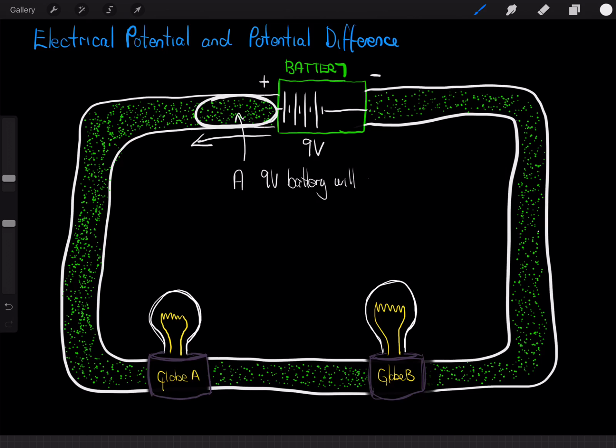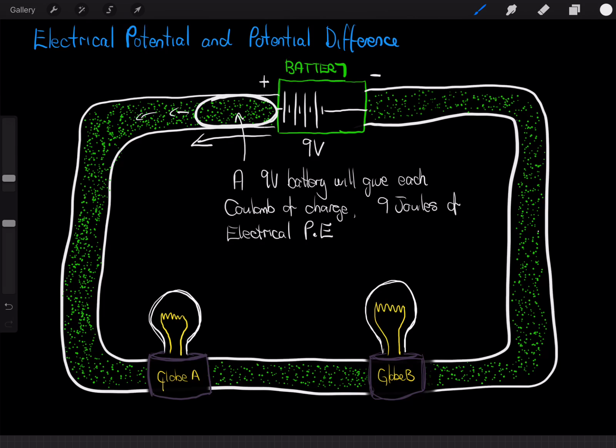will give each coulomb of charge 9 joules of energy. And in fact, it's electrical potential energy, PE for short. Okay, so this positive charge now makes its way around our circuit.